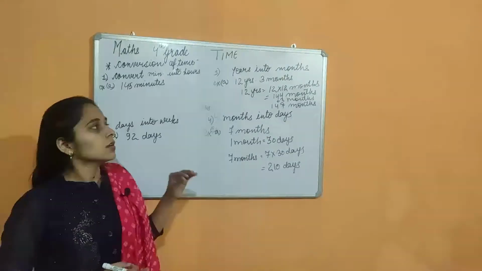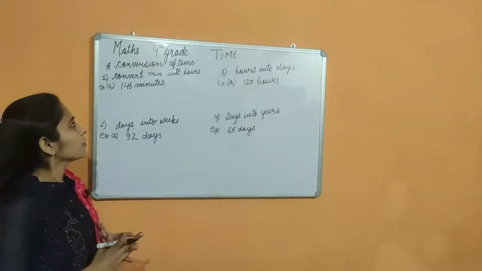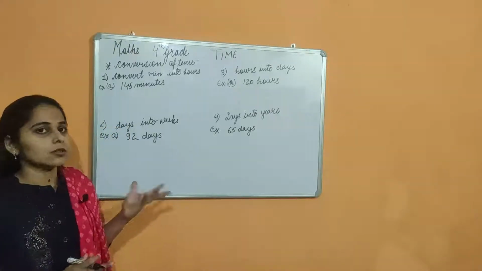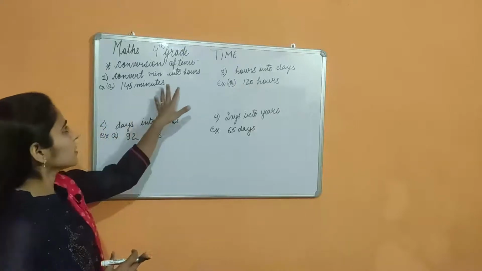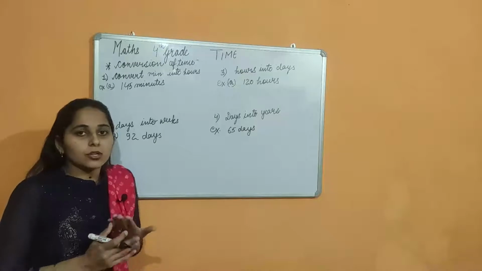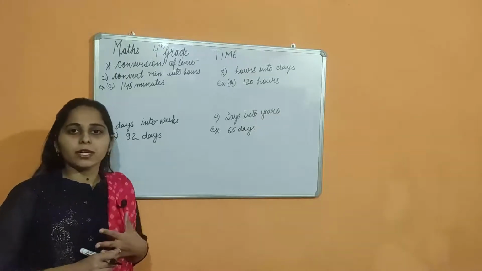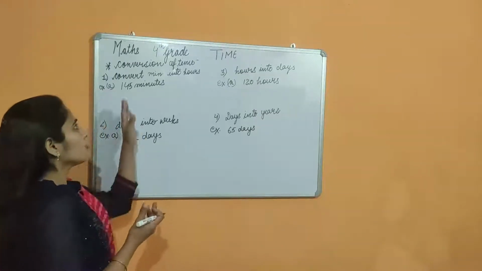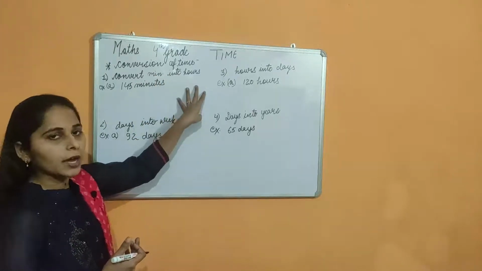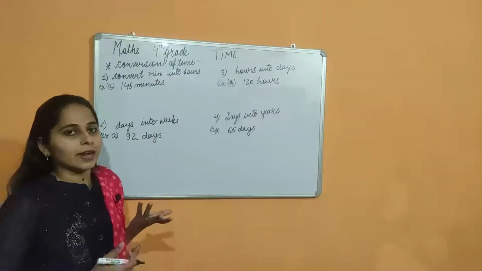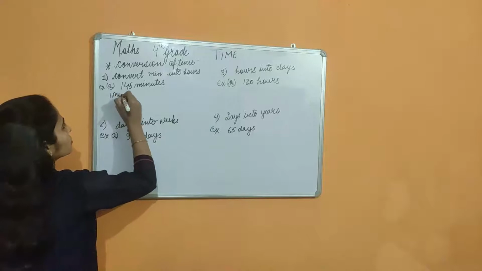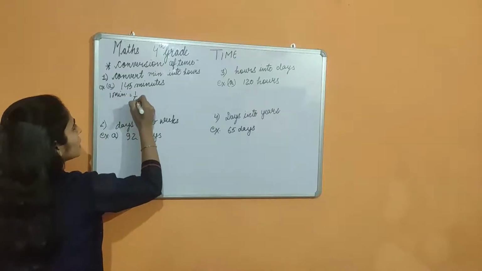Now moving further, the next conversion is from a lower unit to a higher unit while measuring time. Now convert minutes into hours. As we know, 1 hour is equal to 60 minutes. To convert hours into minutes we multiplied, but now we have to move from minutes to hours, from a smaller unit to a higher unit. So we will divide. 1 hour is equal to 60 minutes, so 1 minute is equal to 1 by 60 hour.